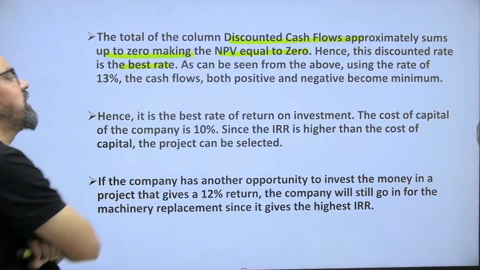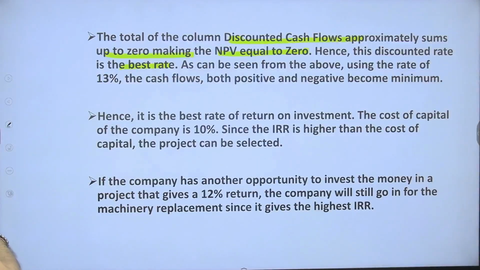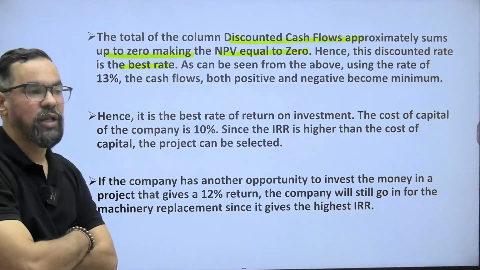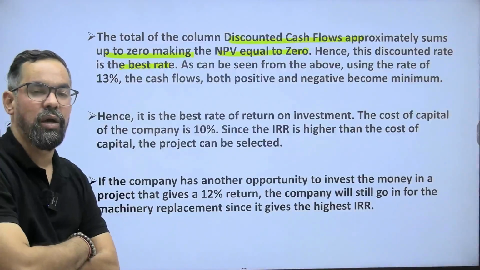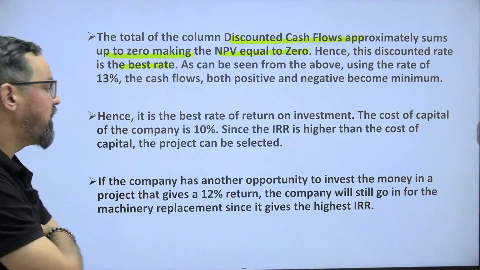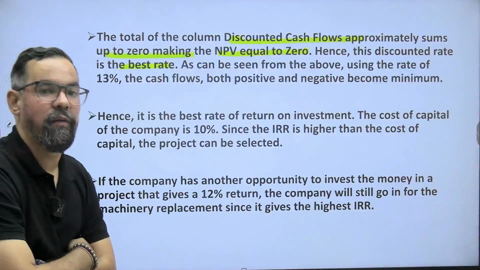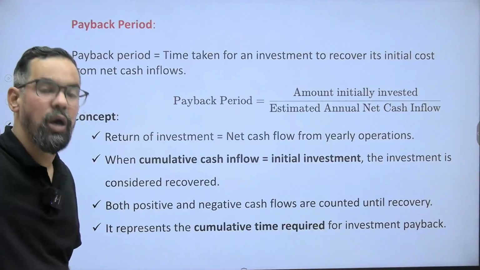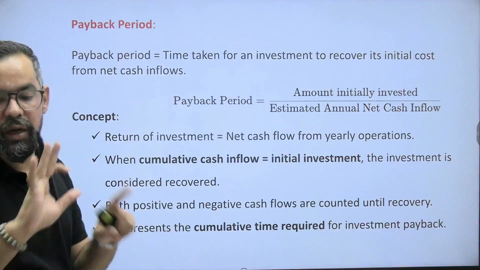Again, as we can see in the above, using the rate of 13%, the cash flow, both positive and negative, becomes minimum. So it is the best rate of return on investment. The cost of capital of the company is 10%. Since the IRR is higher than the cost of capital, that means this project can be selected. Okay? So that means you will be having a 3% rate of return after adjusting all these particular things. Okay? And if the cost of capital increases to 11 or 12%, accordingly your profit margin will decrease. Or if it goes beyond the 13%, you should reject that particular project.